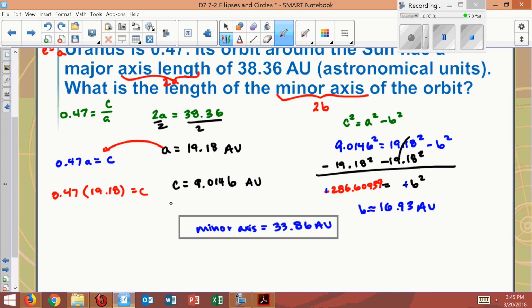So Uranus, its elliptical orbit, would have that as the distance between its minor axis. Not the farthest distance this way, that would be this distance, 38.36. It would be talking about this other distance going the opposite direction.